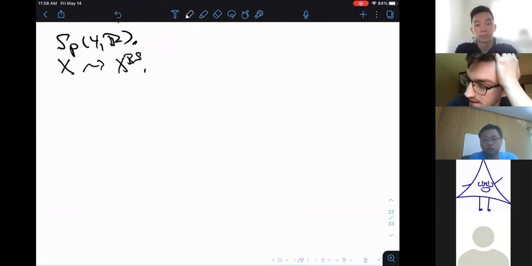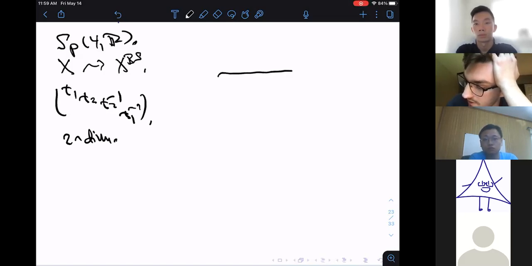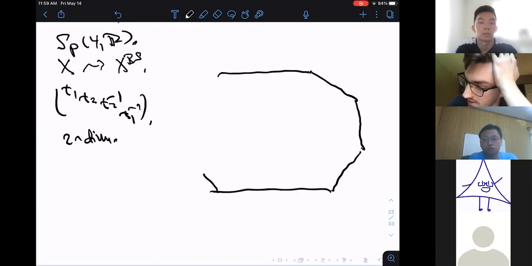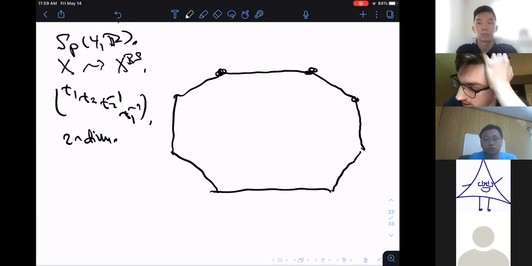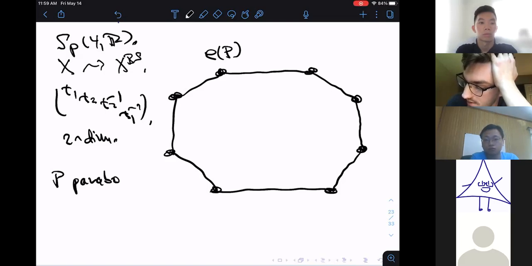So if you look at the torus in SP4R, this is going to be something like T1, T2, T2 inverse, T1 inverse. So this is two real dimensional in SP4R. It compactifies inside this bordification as an octagon like this. And what you get is you have vertices, you have faces, you have vertices, you have edges. And each of these vertices corresponds to a parabolic subgroup P.